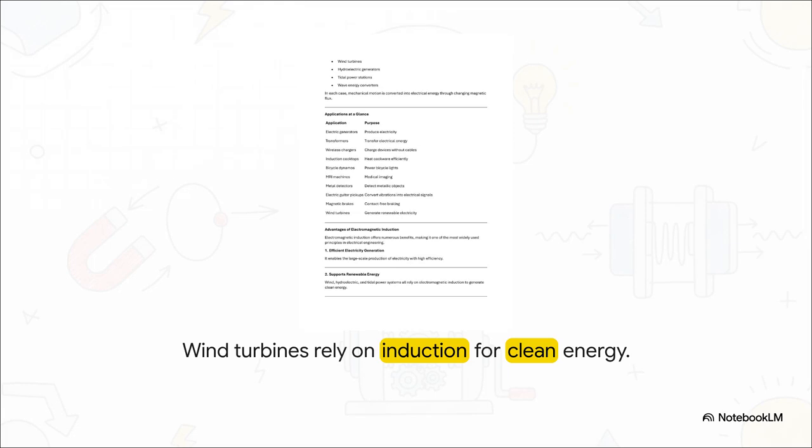But perhaps most importantly for our future, look at these clean technologies. Wind turbines, hydroelectric dams, tidal power stations. Every single one of these relies entirely on electromagnetic induction. We take mechanical motion, like the wind spinning a massive blade, or water turning a heavy turbine, and we use that motion to change the magnetic flux inside a generator, which gives us massive amounts of clean, renewable electrical energy. This physical law is quite literally the backbone of our green energy future.